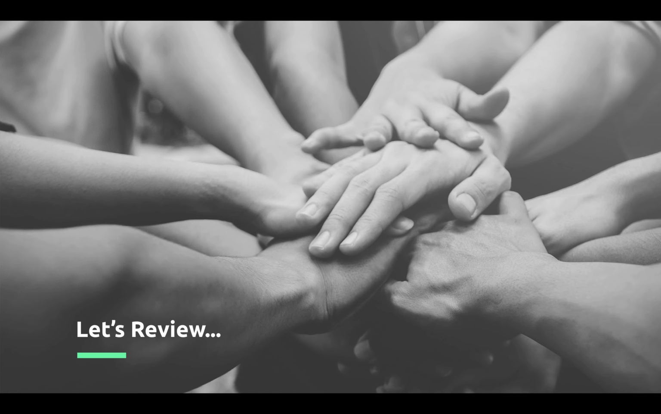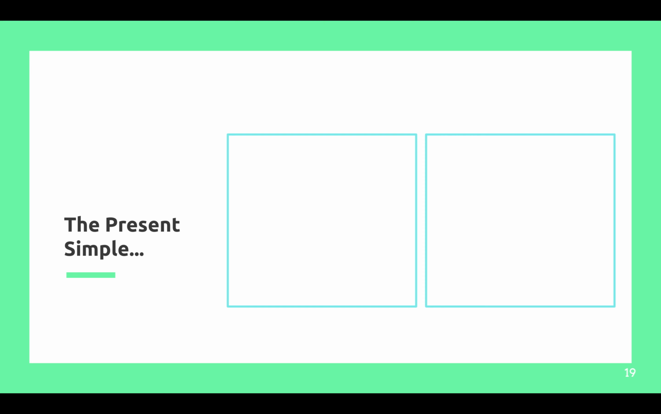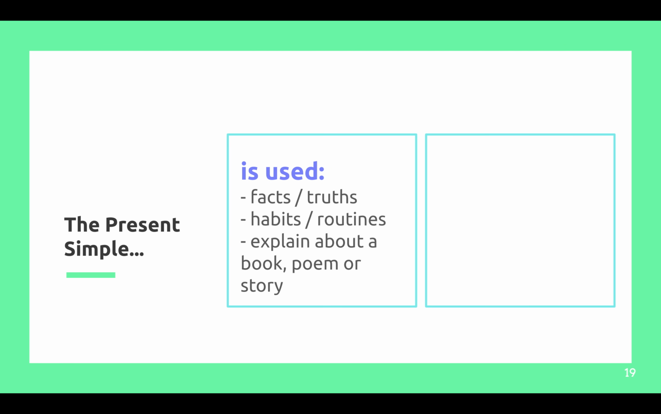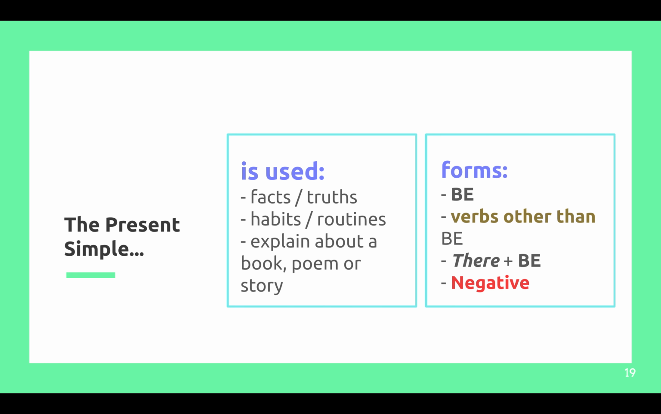Last up, we're going to review everything that we learned in this video and also the last video. Woo, that was a lot of information, right? So basically, we learned that the simple present or the present simple is used to talk about facts and truths, is used to talk about habits and routines, and it's used to explain the events of a book, poem, or story.